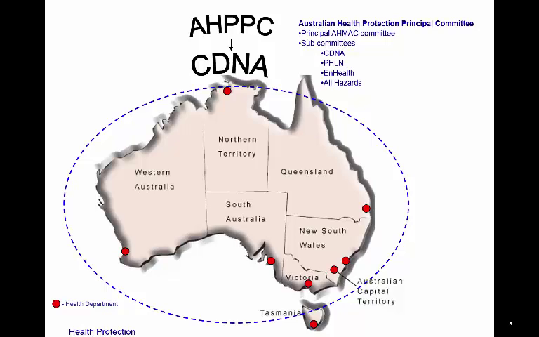So each of these committees has a role in coordinating activities across state and territory borders, and they report up to AHPPC, which is an AHMAC committee, which is chaired by the Chief Medical Officer of Australia. It's designed to provide coordination of health protection efforts.